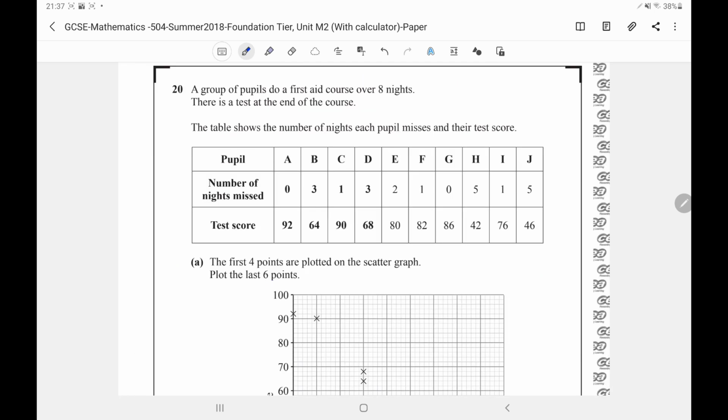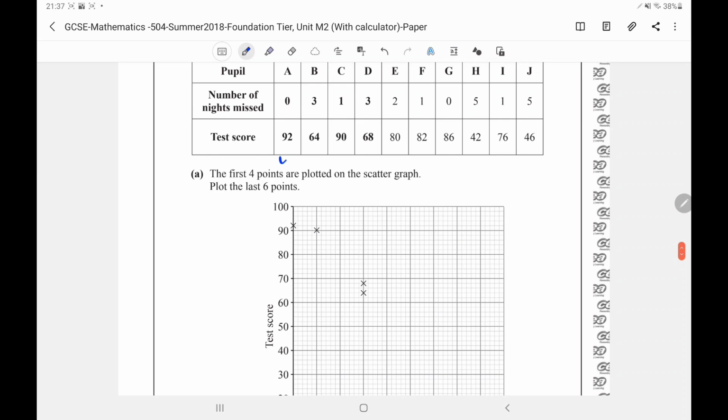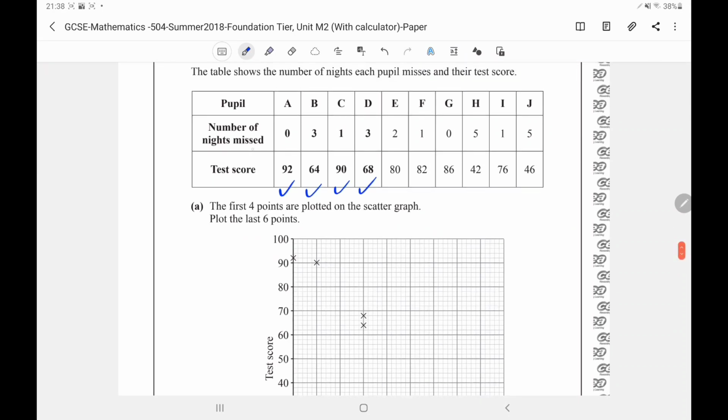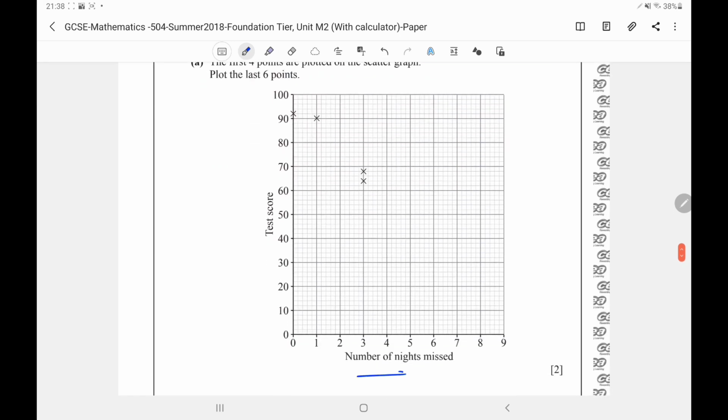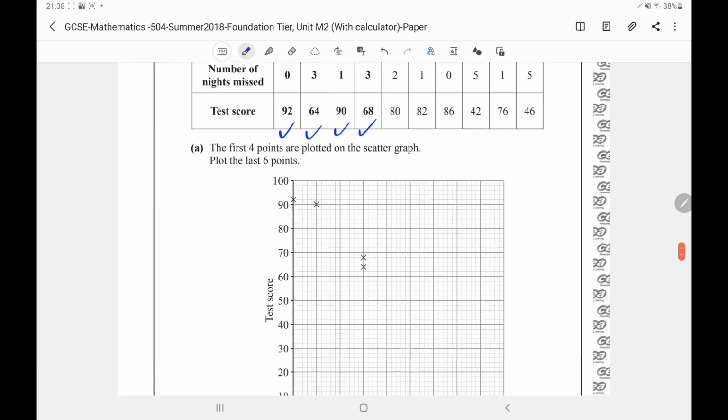Question 20 then is a scattergraph. A group of pupils do a first aid course over 8 nights. There is a test at the end of the course. The table shows the number of nights each pupil misses and their test score. So the first 4 points are done. So number of nights missed is along the bottom, and test score is up here.